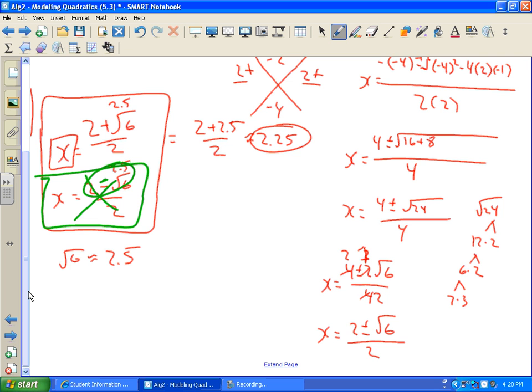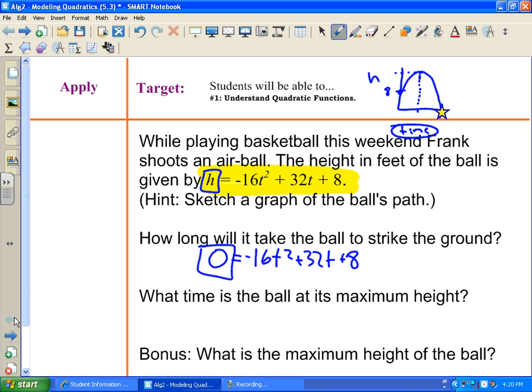So I did all that to do this. How long will it take the ball to strike the ground? Well, according to that function and my model, it's going to take me about 2.25 seconds. That's how long that ball is going to be in the air.